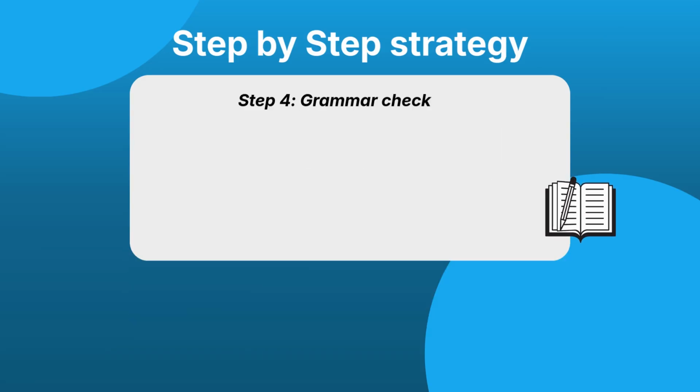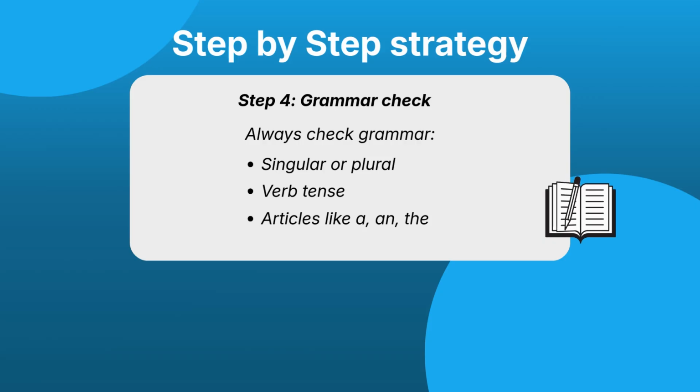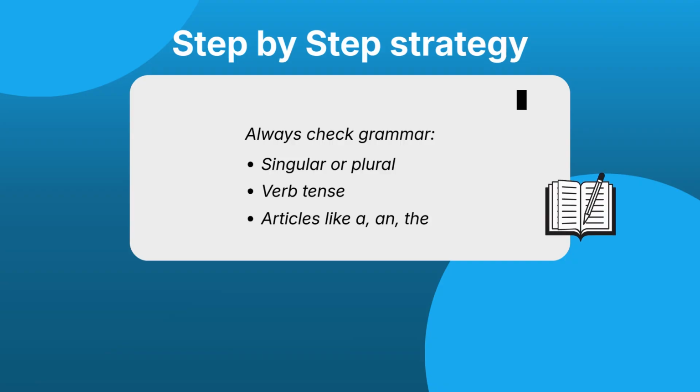Step 4. Grammar check. Always check grammar. Singular or plural, verb tense, articles like an, the. Many students lose marks because of small grammar mistakes. One small s can change your score.